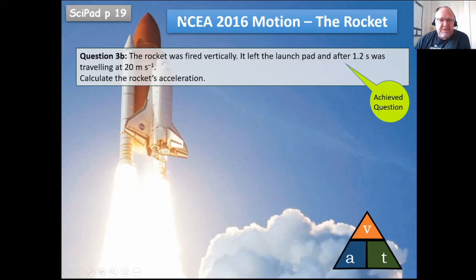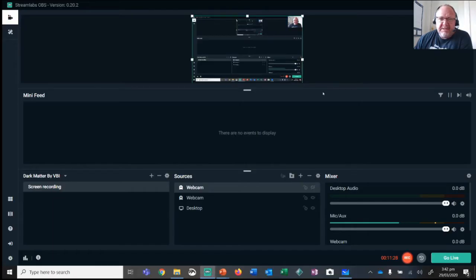So here was in NCEA, the final exam 2016. We looked at a rocket. The rocket was fired vertically. It left the launch pad at 0 time, and after 1.2 seconds it was traveling at 20 meters per second. Calculate the rocket's acceleration. So let's just quickly change this view.